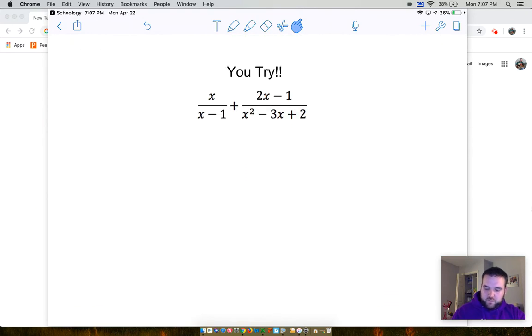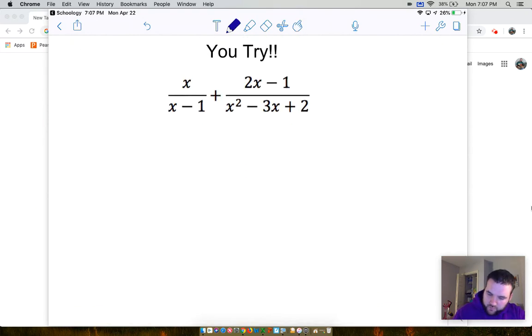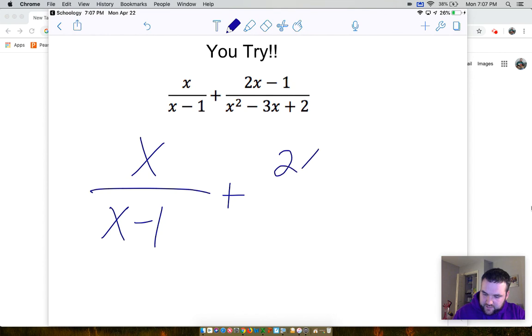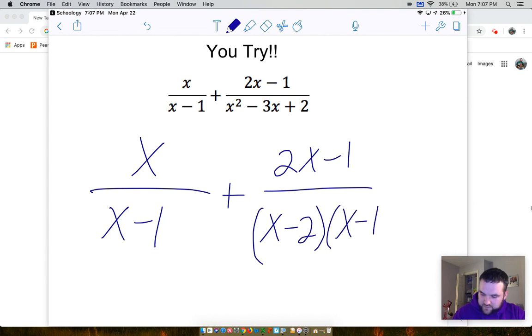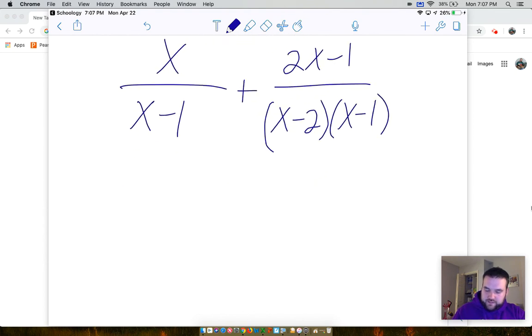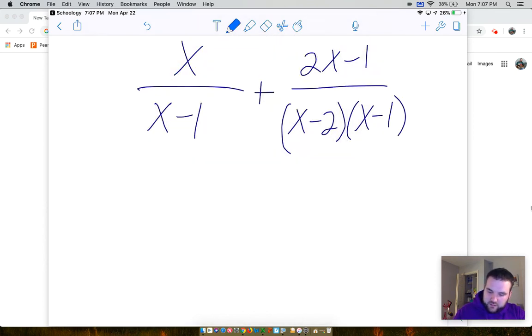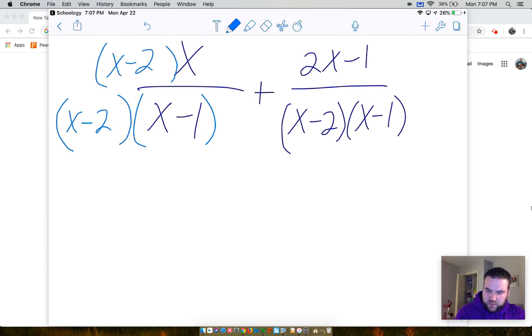Okay. Go ahead and pause it if you want to give this one a shot real quick. I got x over x minus 1, no factoring there. On the right side, I got 2x minus 1 over that factors into x minus 2 and x minus 1. Okay. So here I see that all I'm missing from the left side, I have the x minus 1. I just need the x minus 2, which is kind of nice because the right-hand fraction didn't need any additional stuff.